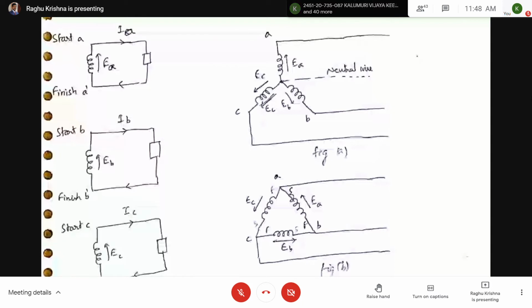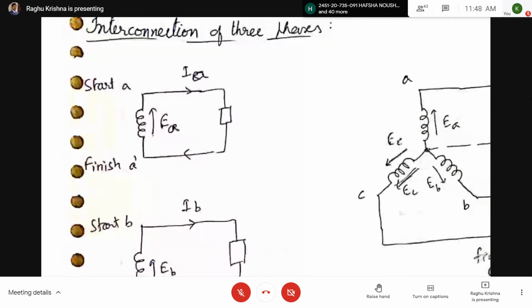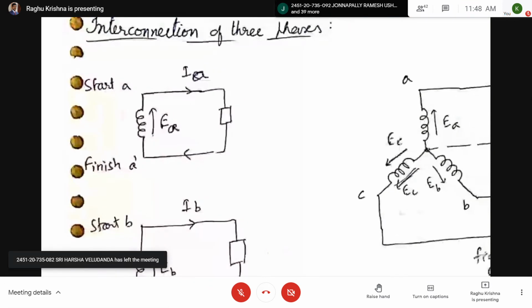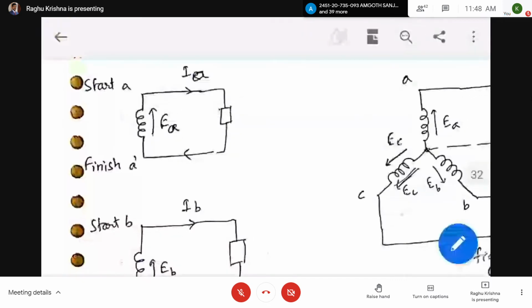So here in each coil, can you see start and finish points? Yeah, please respond. Yeah, can you see start? Yes, sir.